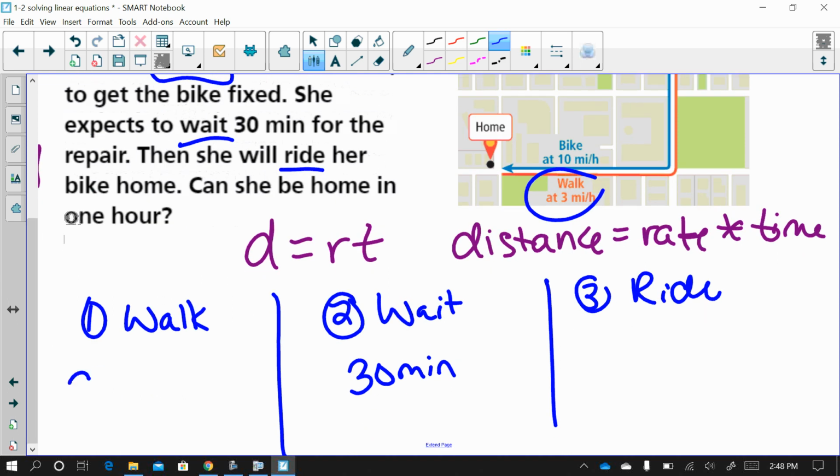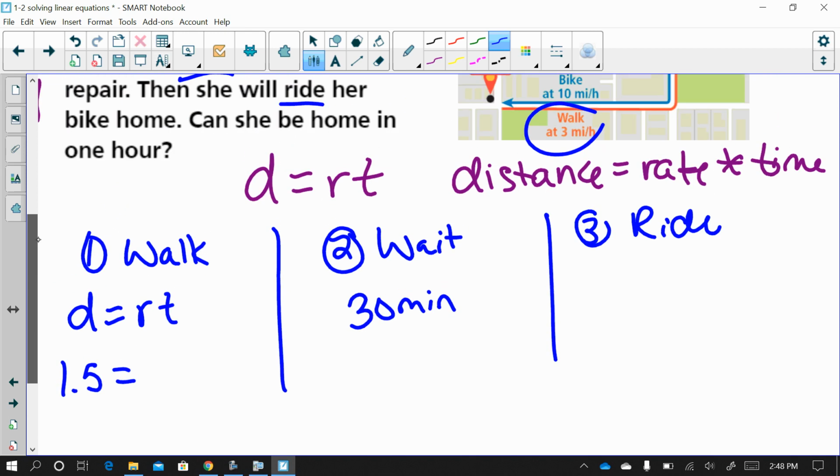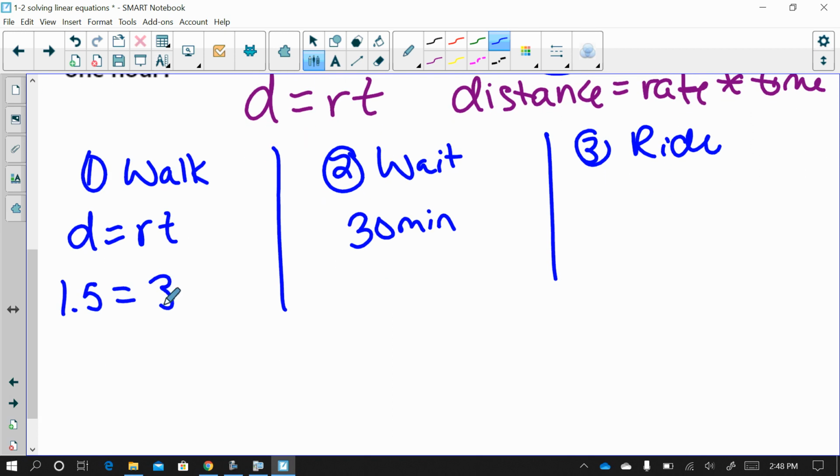So D equals RT. 1.5 is my distance. Do I know how fast she's going, my rate? Yes, I do. That's 3 miles an hour. Do I know how long it takes? No, so we call that T. We can solve for T. Divide by 3. So 1.5 over 3 is 1/2 hour. So that's my time here.